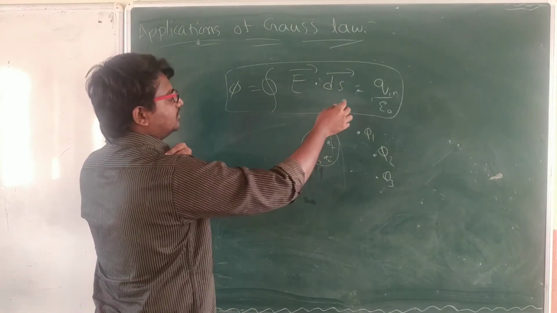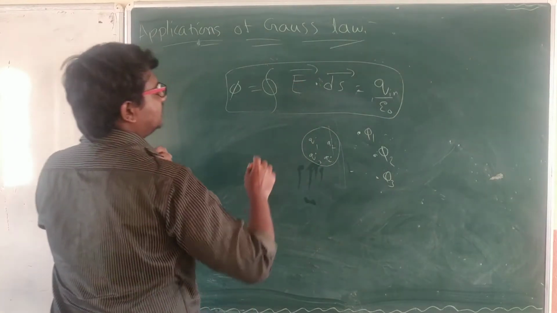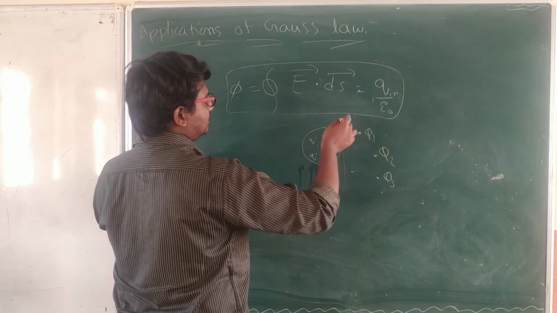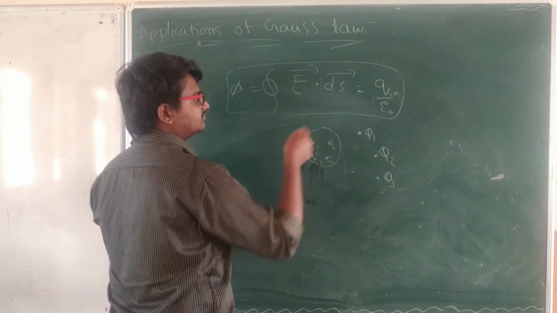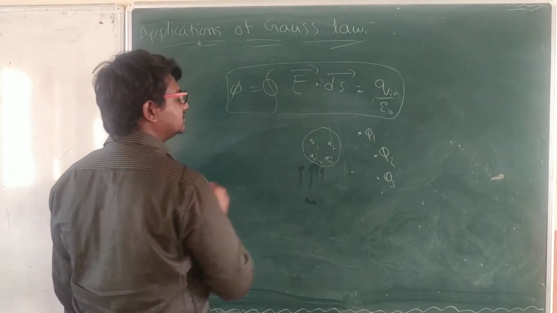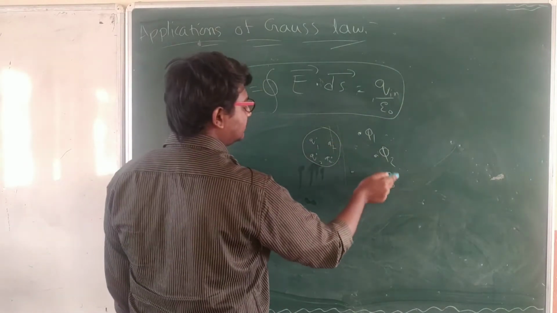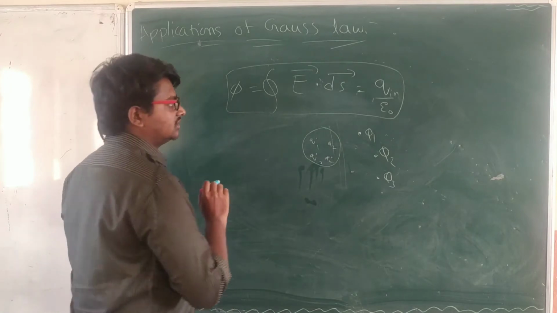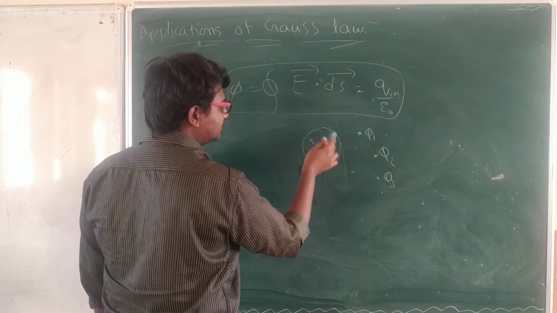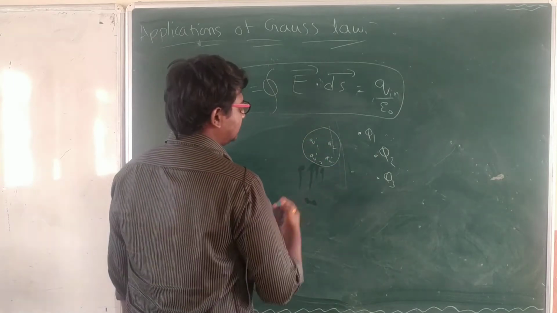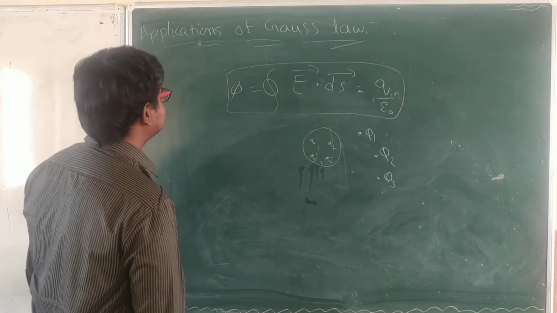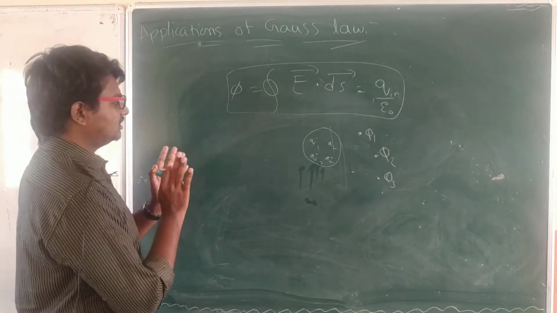The outside points will make the angle in integral E bar dot ds bar 90 degrees, and cos theta will become 0 there. That is the reason we don't consider them. The outside points are of no use. Understood? E bar dot ds will become 0 for outside points, and for inside points it will not be like that. That is the reason we have to consider the inside points. That's it. This is about Gauss law.